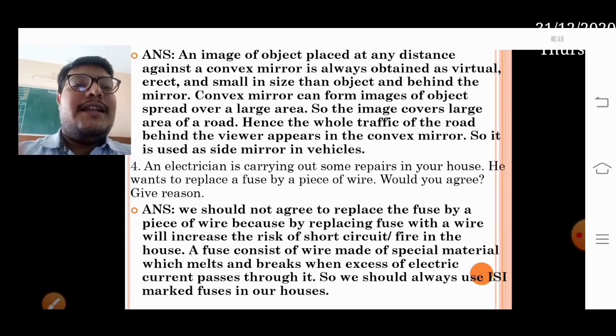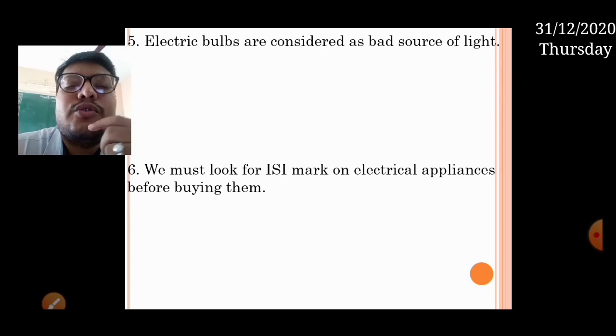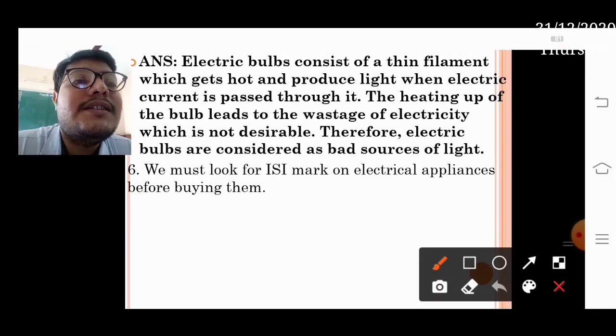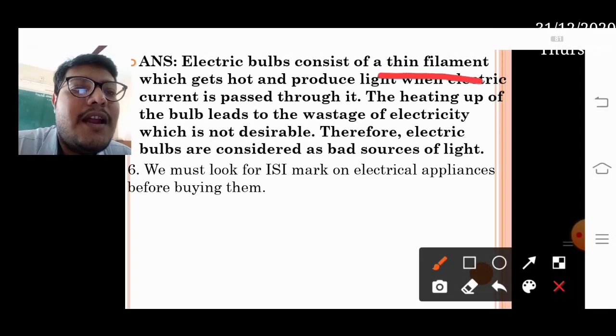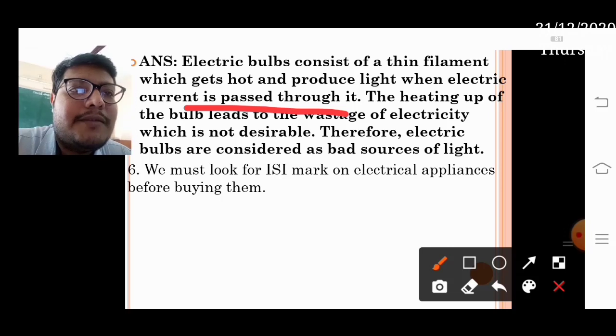Okay, let's see number 5. Electric bulbs are considered a bad source of light. Why are electric bulbs considered a bad source of light? See the answer here. An electric bulb consists of a thin filament which gets hot and produces light when electric current is passed through that filament.